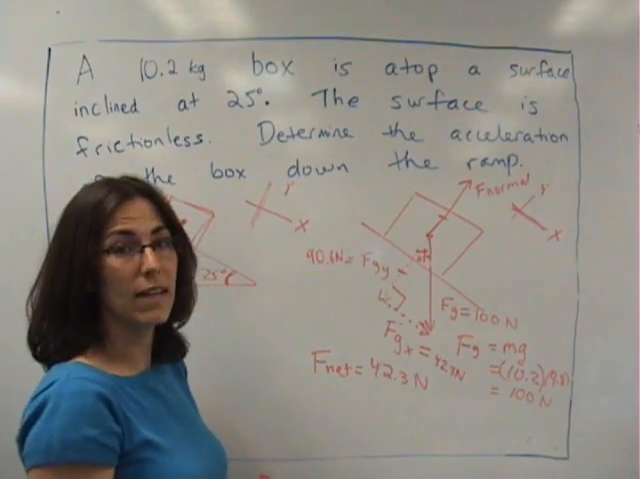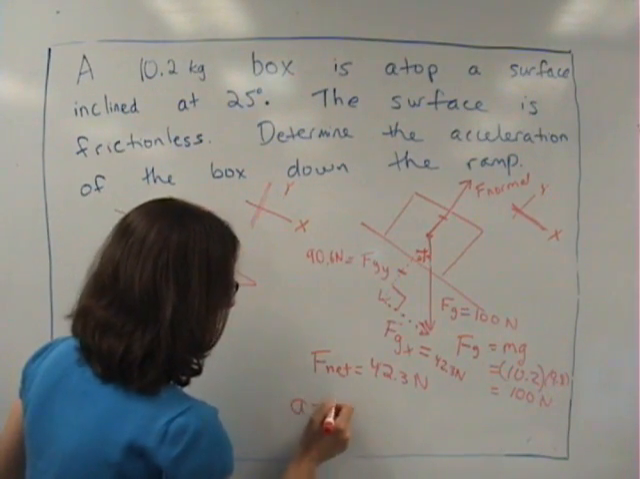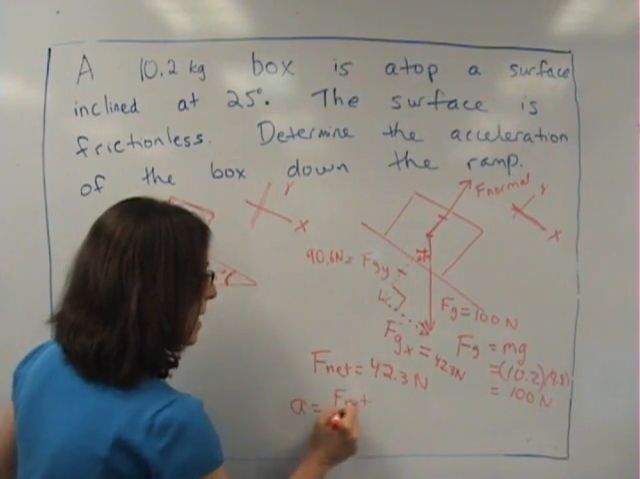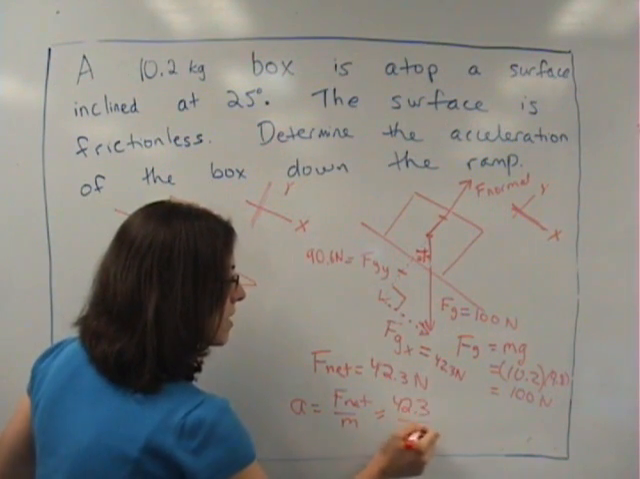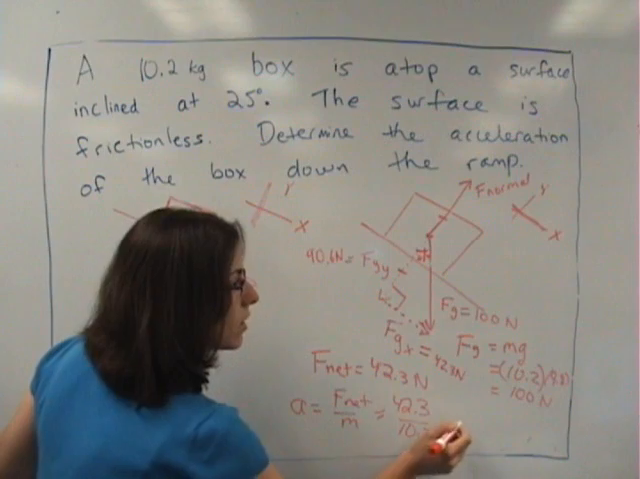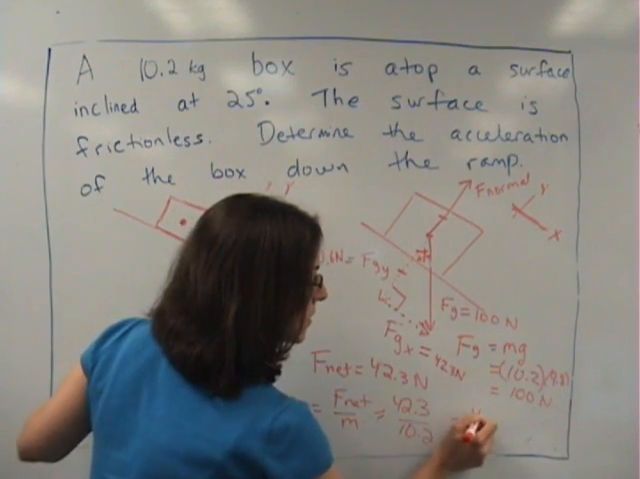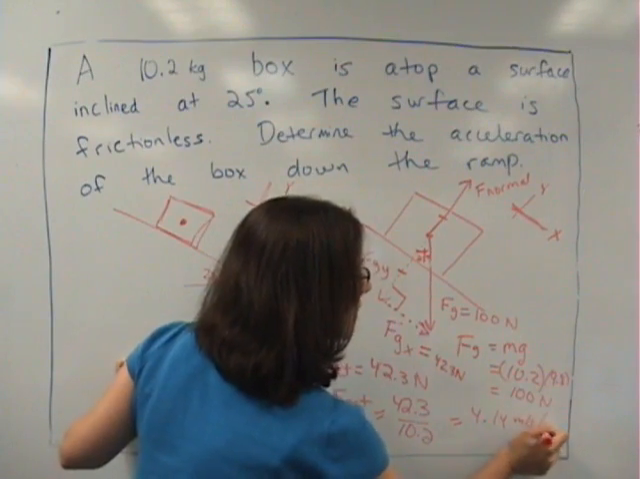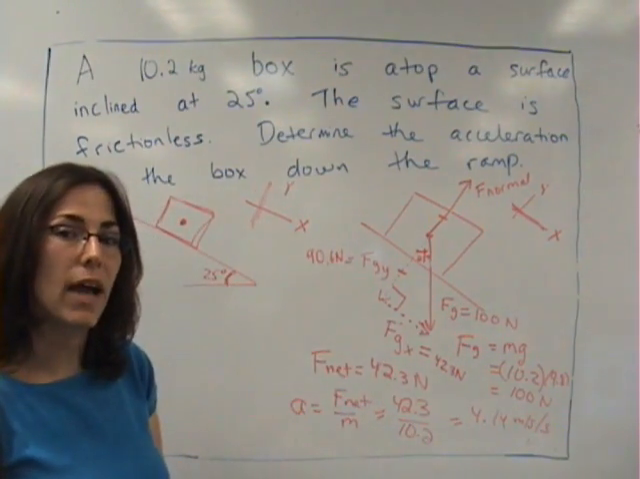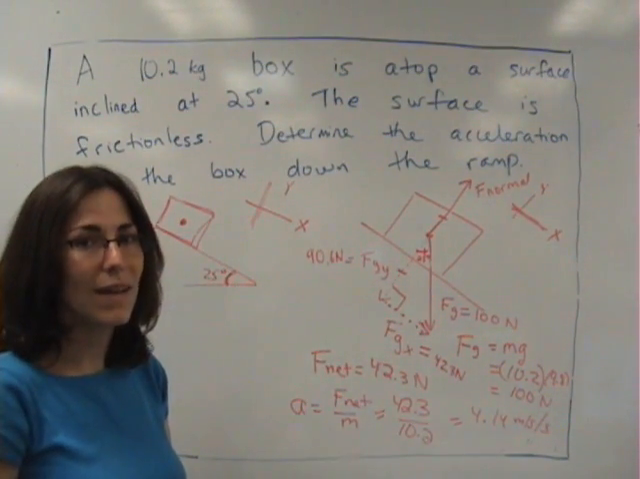I'm one step away from finding the acceleration. Acceleration is net force over mass. Net force in the x direction is 42.3. Mass is 10.2. So the acceleration of this block down this ramp is 4.14 meters per second squared. And that's how you take a look at solving for these problems on inclined planes.